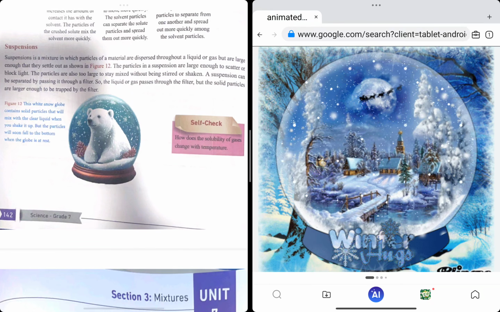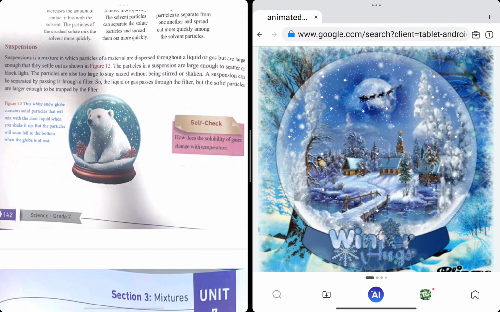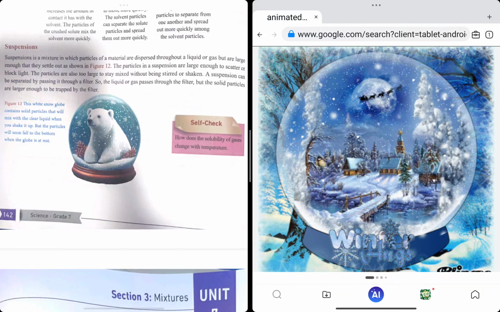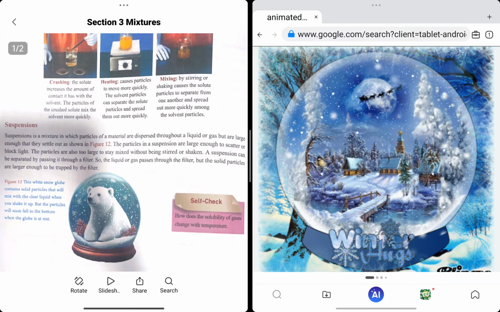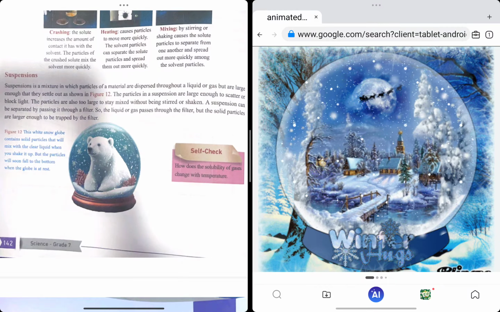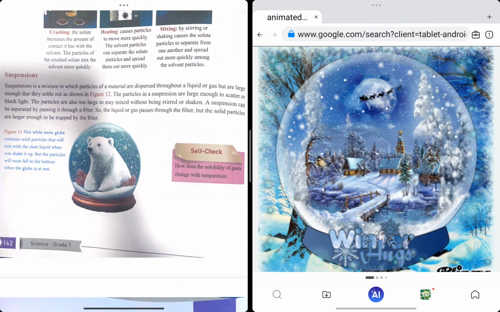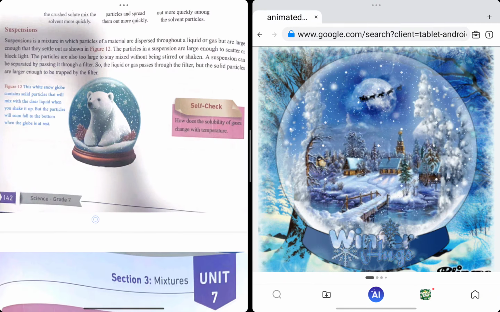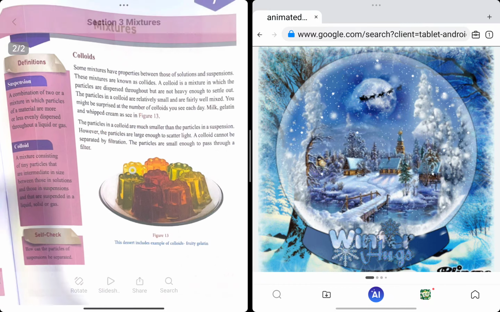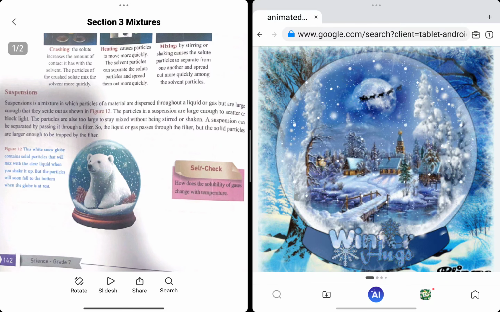In part 1 of this lesson, before we begin, I want you to remember that when something dissolves completely, it forms a solution, as you saw. But not all substances dissolve. Some form different types of mixtures instead, which are suspensions and colloids. As you can see here, this is a suspension, for example.